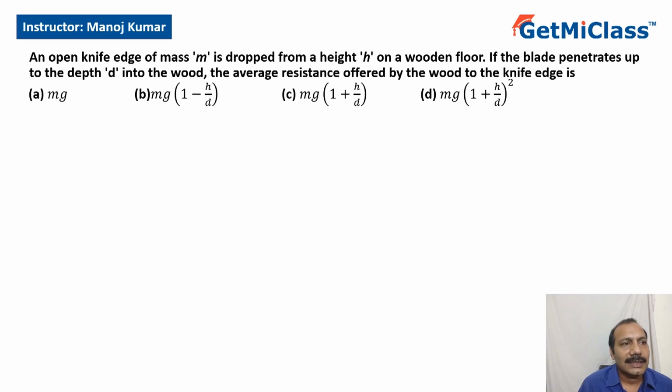This question says an open knife edge of mass m is dropped from a height h on a wooden floor. If the blade penetrates up to a depth d into the wood, the average resistance offered by the wood to the knife edge is. So what is happening?